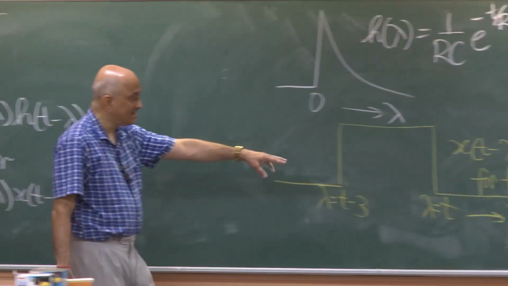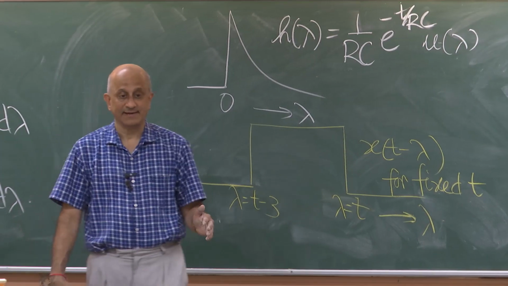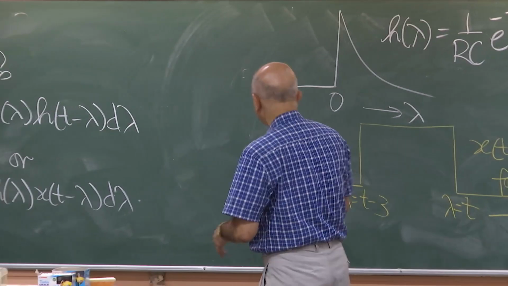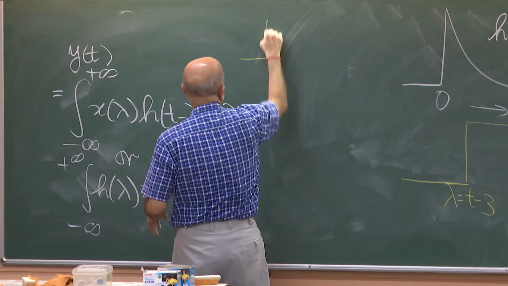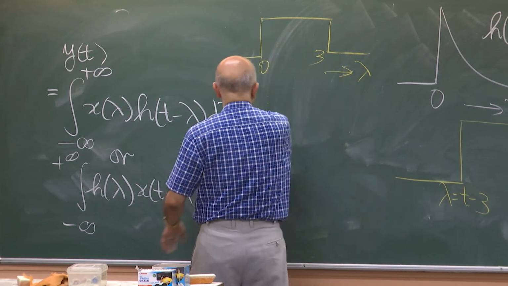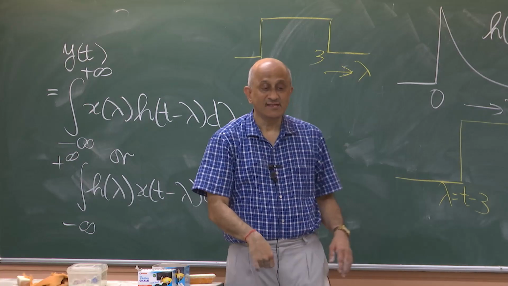See, x of t minus lambda, how do you get x of t minus lambda? You start from x of lambda. How does x of lambda look? X of lambda looks like this. And how would you get x of t minus lambda?